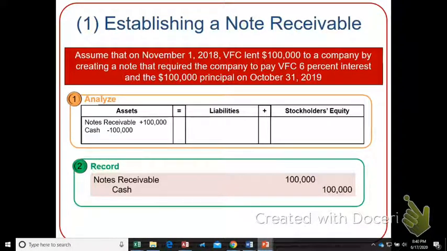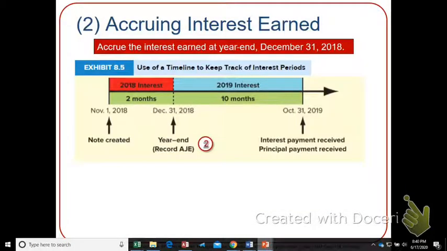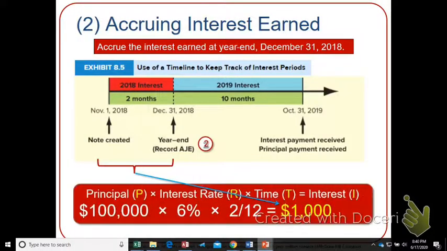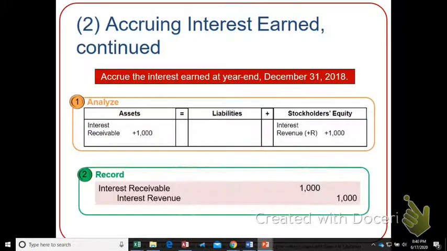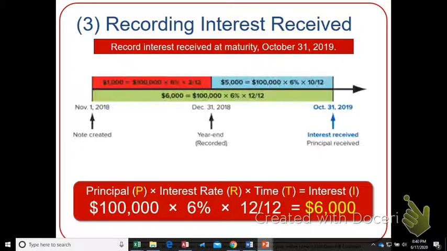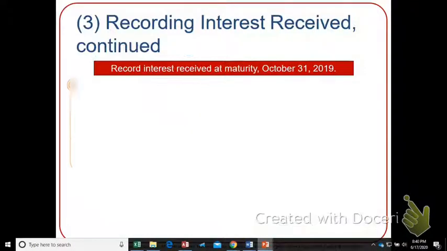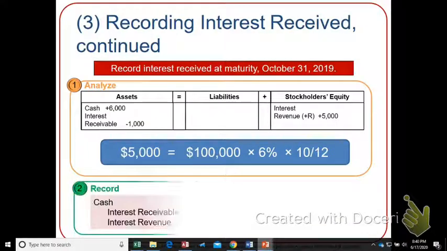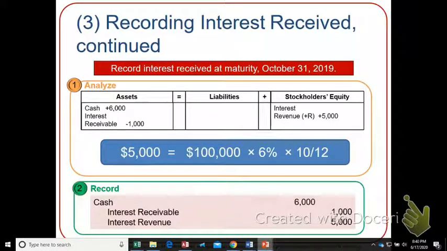All right, so there's your note receivable. The next slide kind of shows you exactly what I talked about. You can go back and take a look at how it does your calculations. And then your maturity date, again, coming up with the extra $5,000. And then the principal.